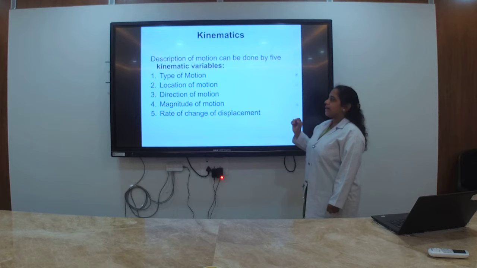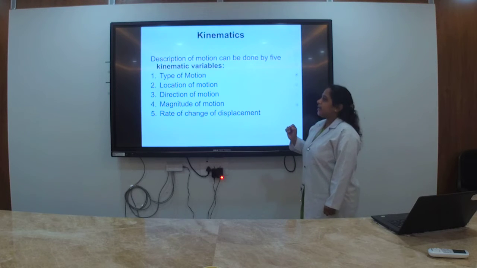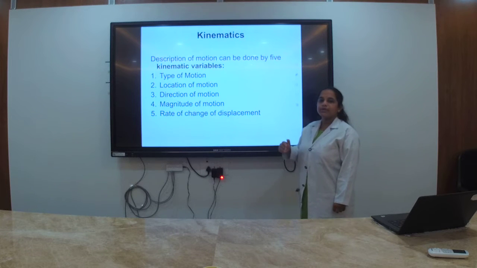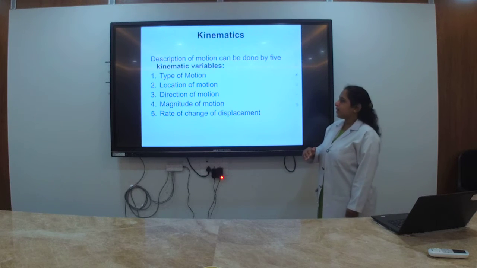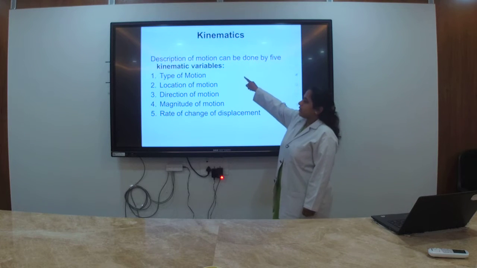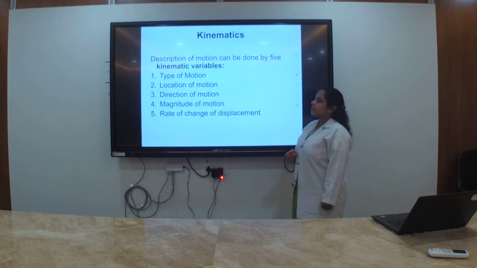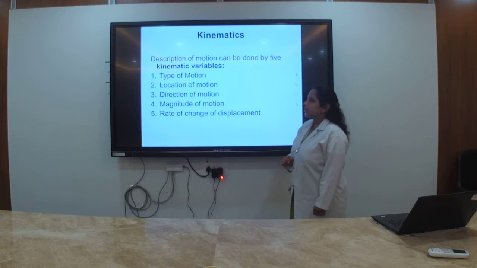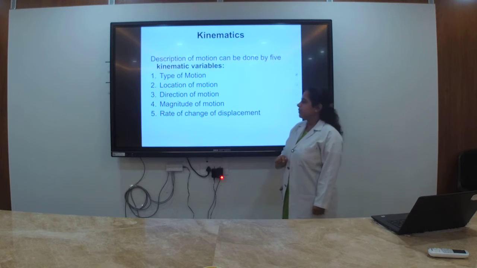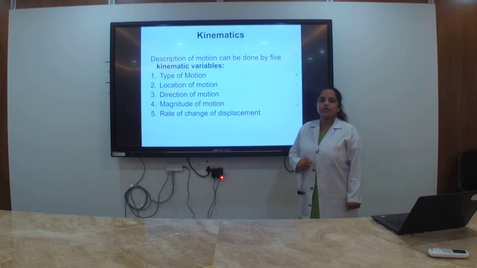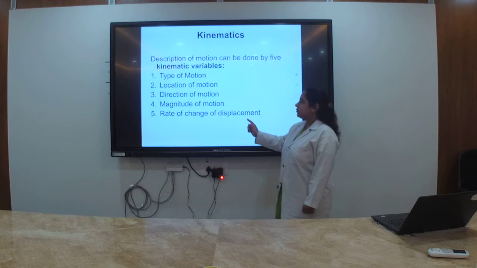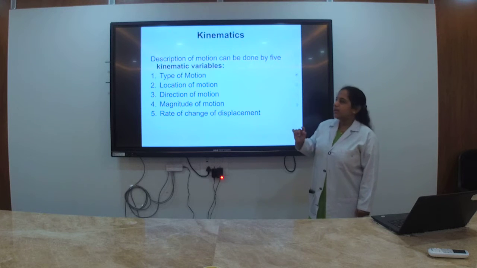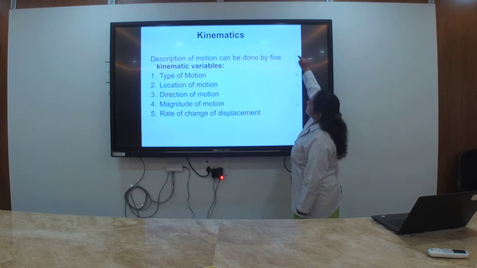Now how is kinematics described? Kinematics of any movement like flexion, extension, abduction, adduction and rotation is described in terms of these 5 variables. The first variable is type of motion, second is location of motion, third is direction of motion, then the magnitude of motion, and lastly the rate of change of displacement. Now we will study in detail about each variable.